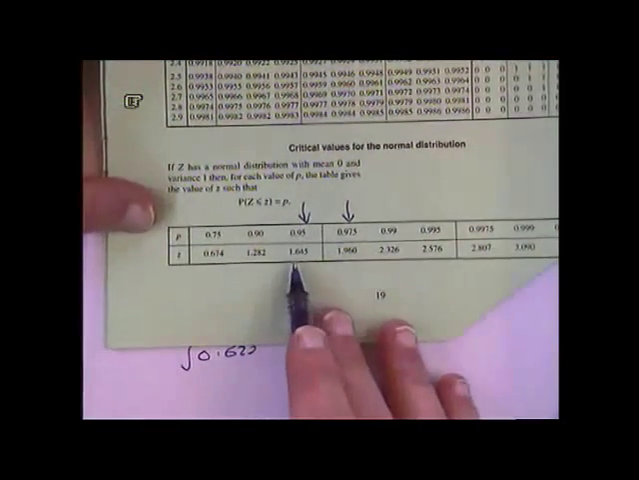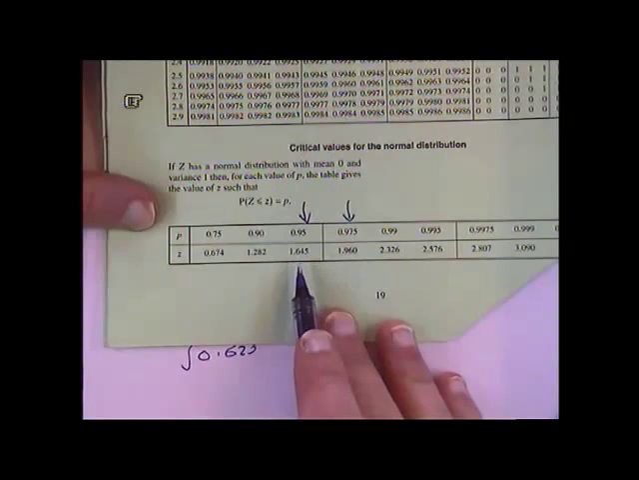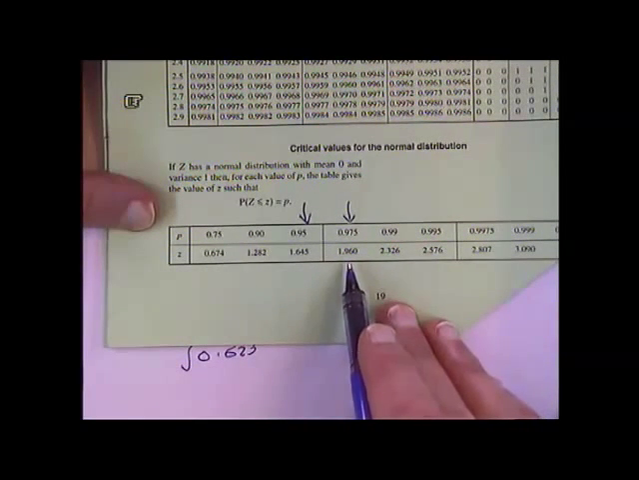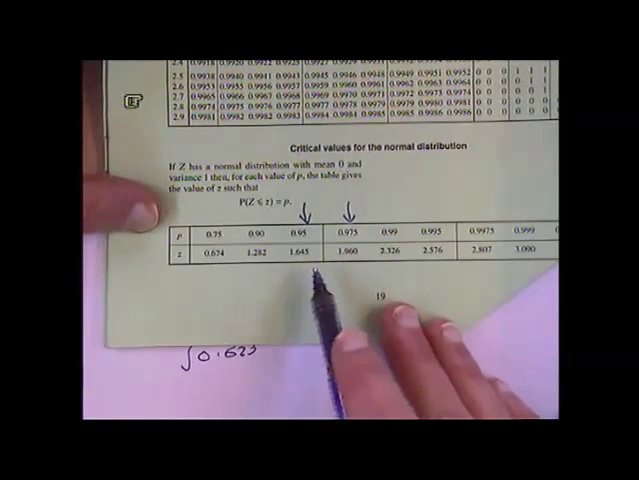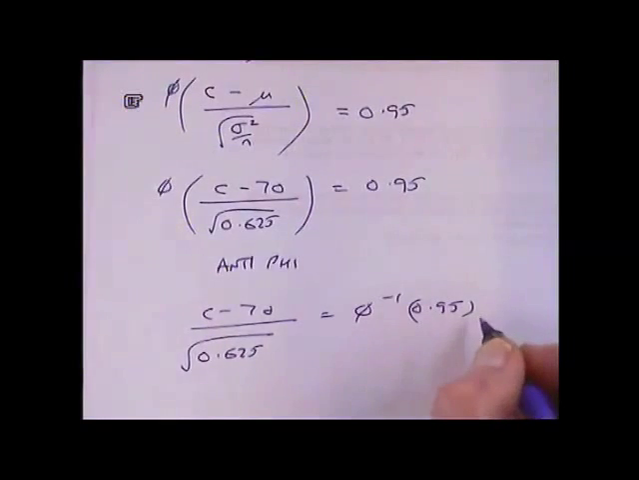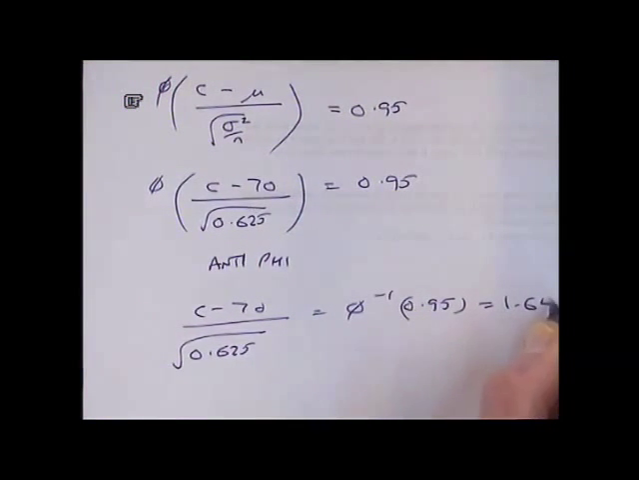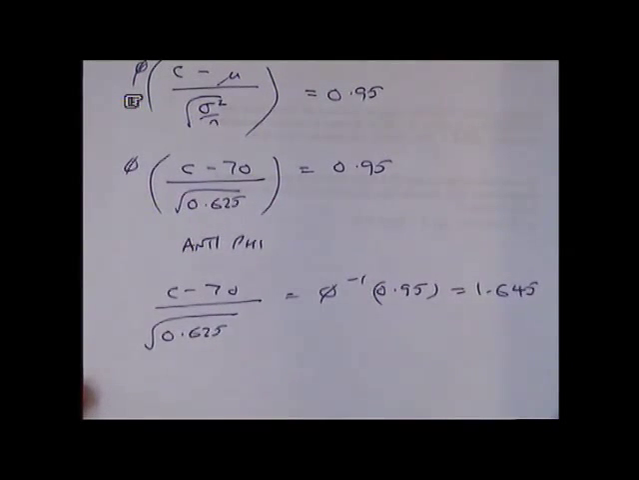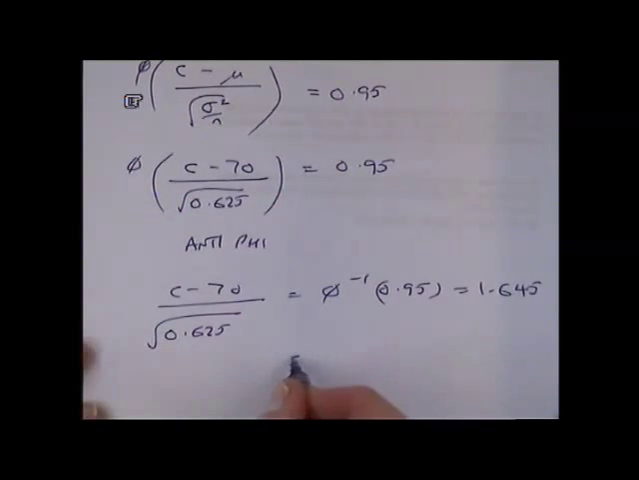This 0.95 one here is used for one tail tests at 5%. This one here is used for two tail tests at 5%. You'll be using these values an awful lot. You will remember them soon. So that's where that's coming from. So yeah, that one there is 1.645. So you now rearrange that equation to find out what C is. So can you just get your calculators out, rearrange that to find out what C is, our critical value.